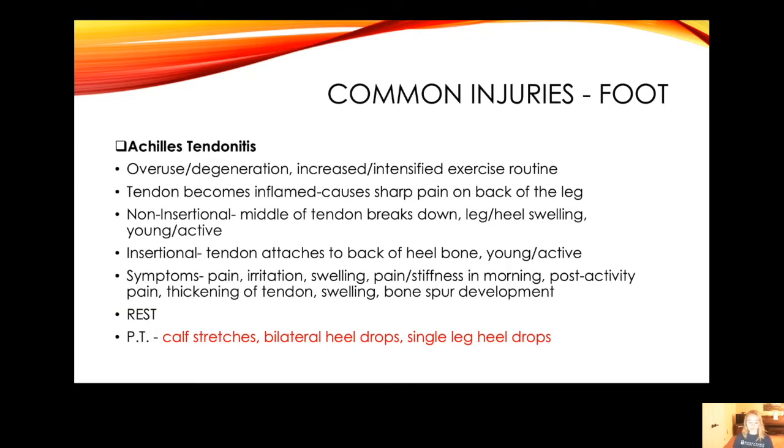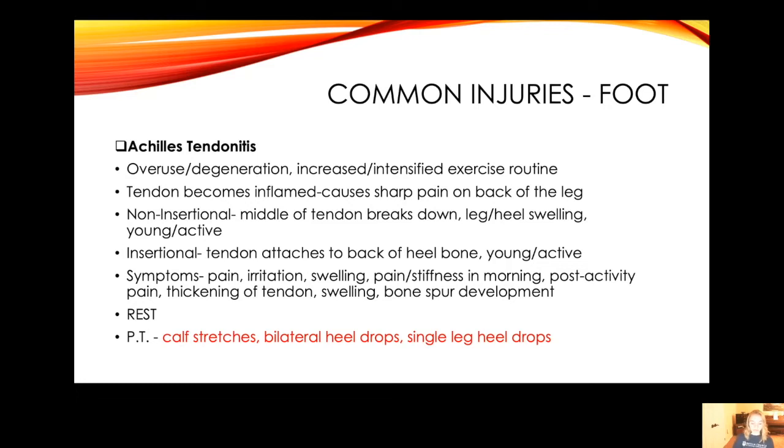Non-insertional tendonitis is when the middle of the tendon breaks down, causing the leg and heel to swell. The second type of tendonitis is insertional, which is when the tendon attaches to the back of the heel bone. This is the one that's going to occur in inactive people. The main symptoms of Achilles tendonitis are pain, irritation, or swelling of the tendon.